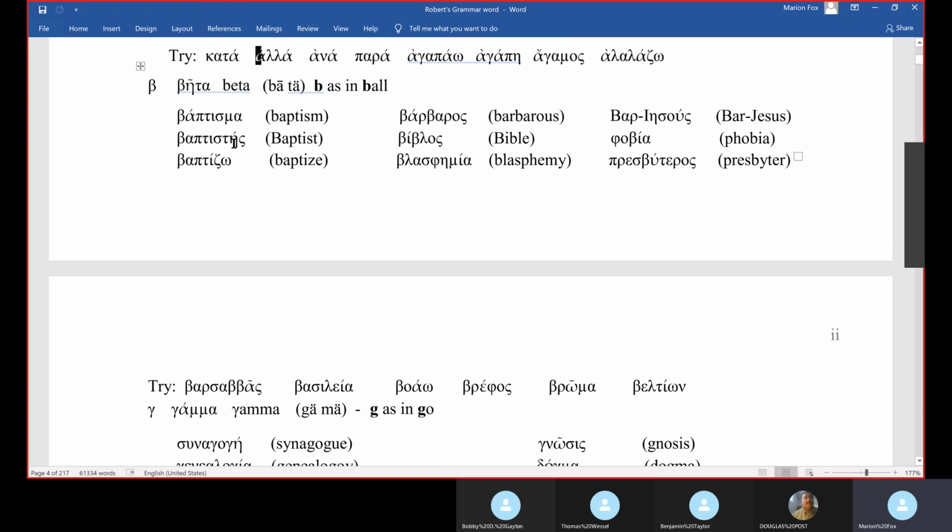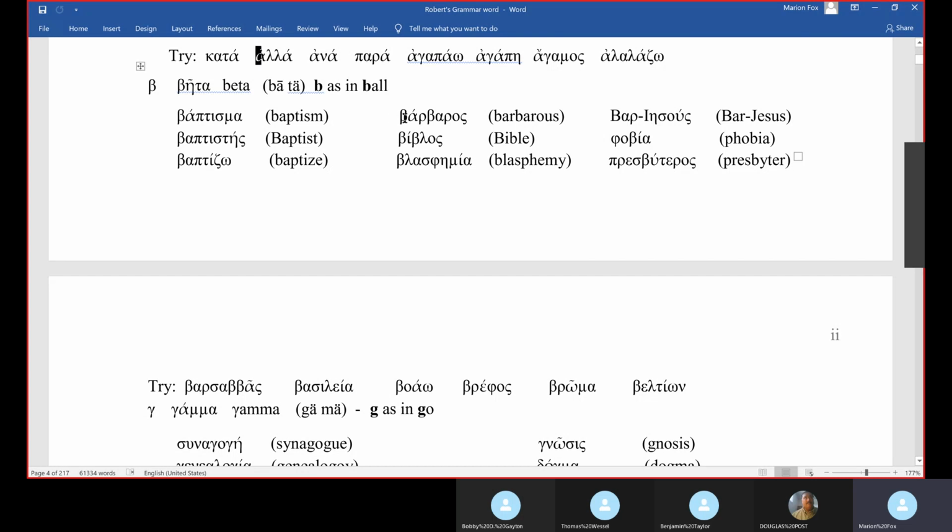Baptistes. Notice the accent is at the end. You accent the last syllable of baptistes, and that's the tes ending is one who does something. Baptizo. And so baptizo is I baptize. This is a verb. Okay. So we're looking at different parts of speech here. We're just looking at the letters. The B sound. B as in ball.